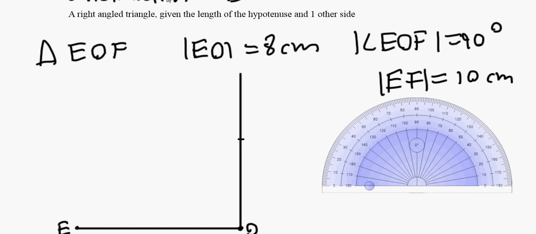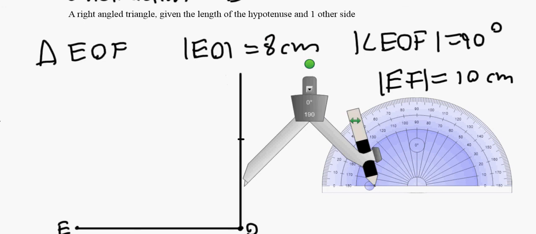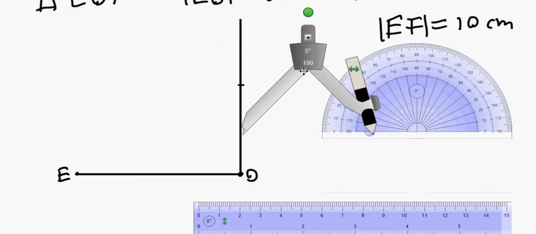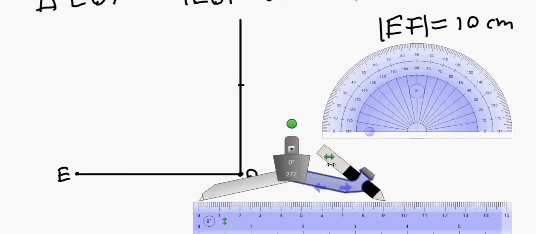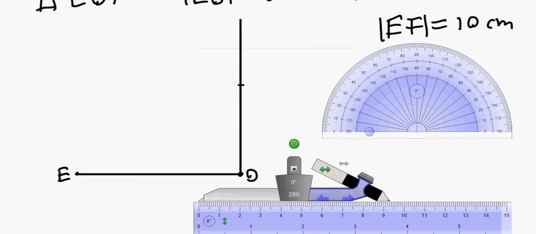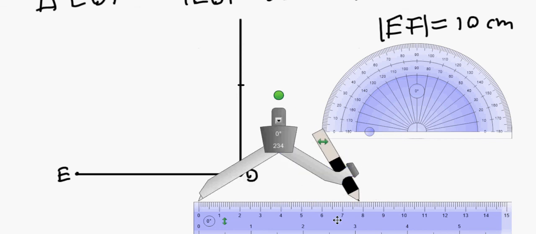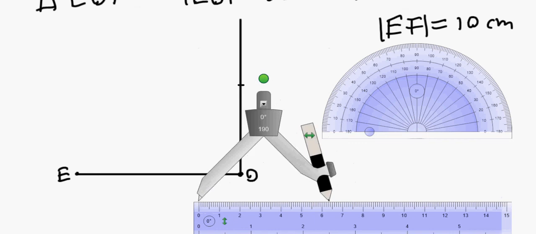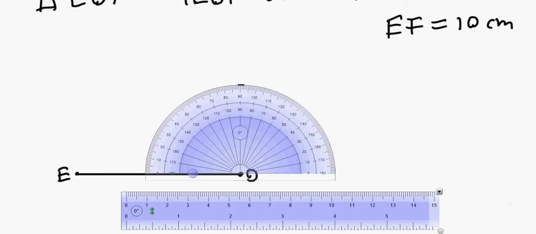So once again we're going to get our compass out, and we're going to measure out 10 centimeters. Now, unfortunately, I made this question a bit too big, so I'm just going to start from scratch for a second and scale down the size of my ruler.